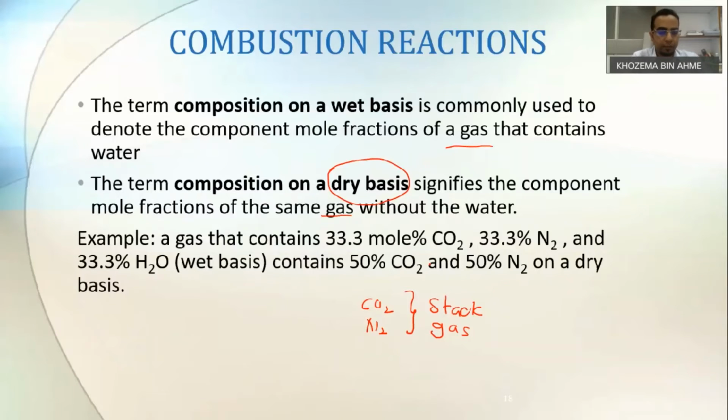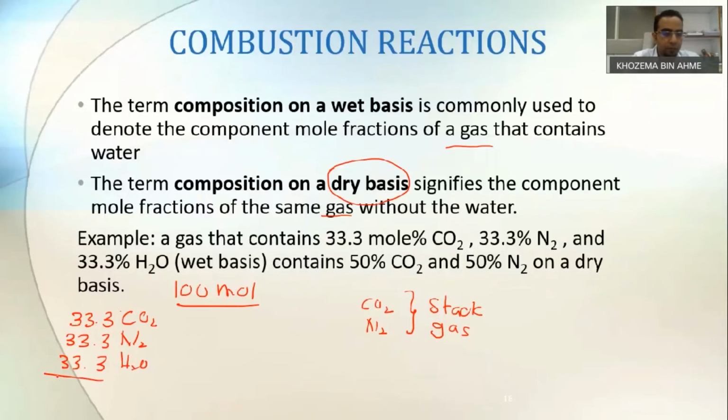Okay, so if you look at the composition that we have here, on a wet basis, let's say our product is 100 mole of stack gas. In that 100 mole, based on this composition, we have 33.3 mole of CO2, 33.3 mole of N2, and 33.3 mole of H2O vapor. If you add these up, you should get 99.9, which is almost 100. So this is our 100 mole.